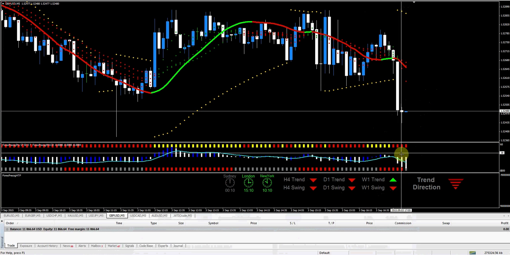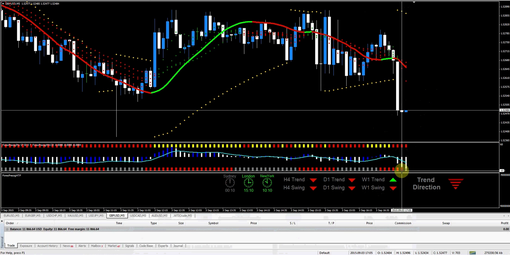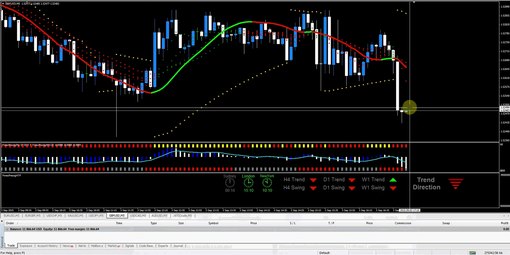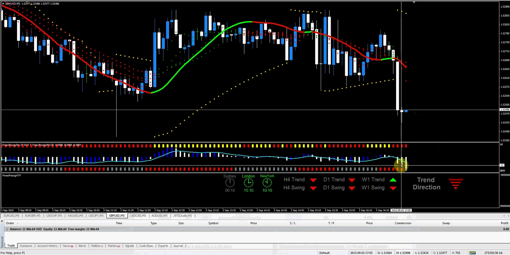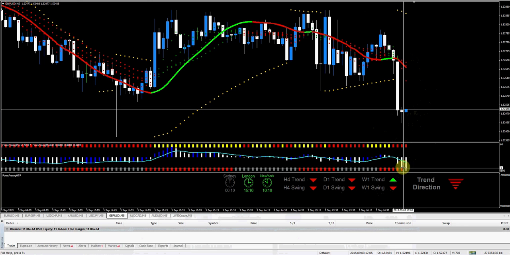Only issue I have with this setup here is that this just turned, but that shouldn't bother us too much here, since when we actually got the signal on this bar, everything was lined up properly. So I'm not going to worry too much about that.